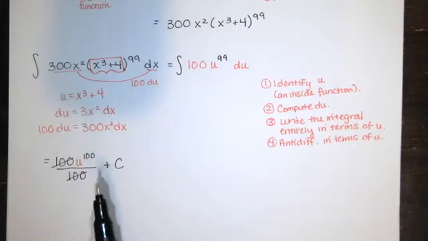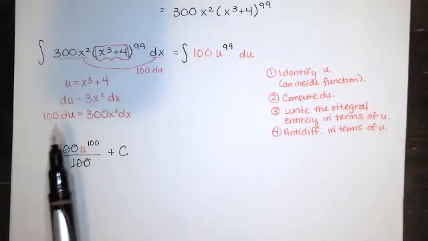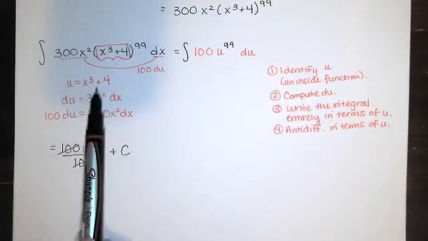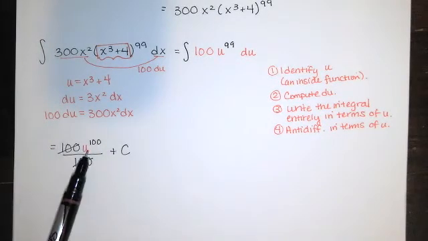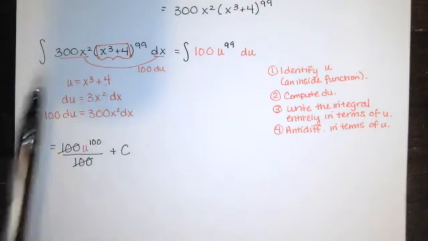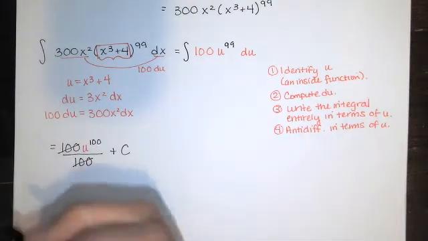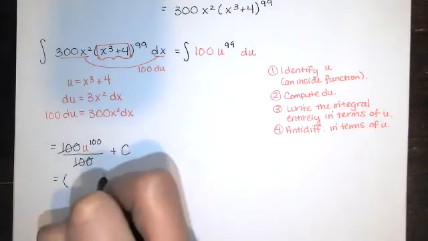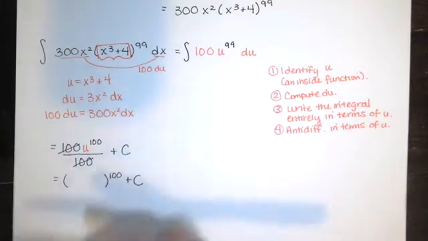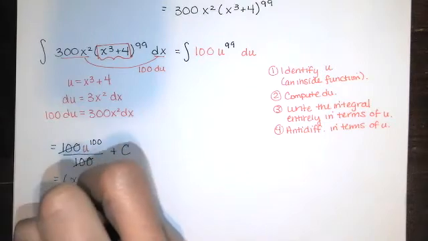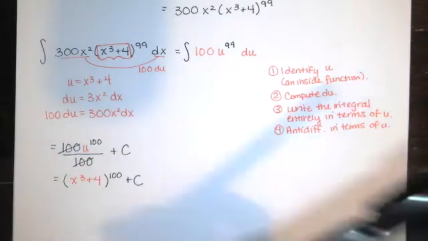You always have to go back to x. We always want to back substitute to that original variable. And our original variable is x. So I want to replace that u with whatever it was in terms of x. In this case, it was x cubed plus 4. So we're replacing u with x cubed plus 4. And then we're adding c.